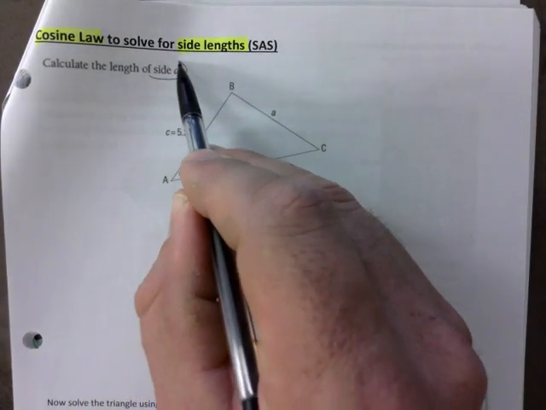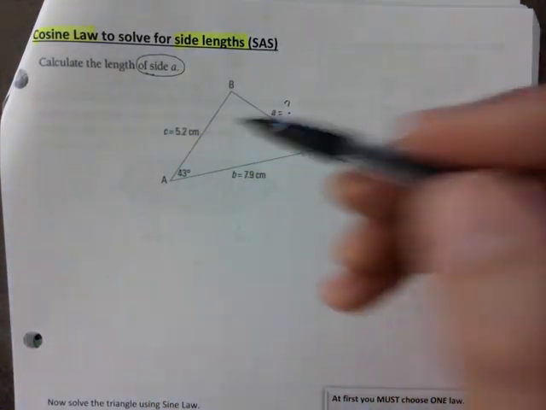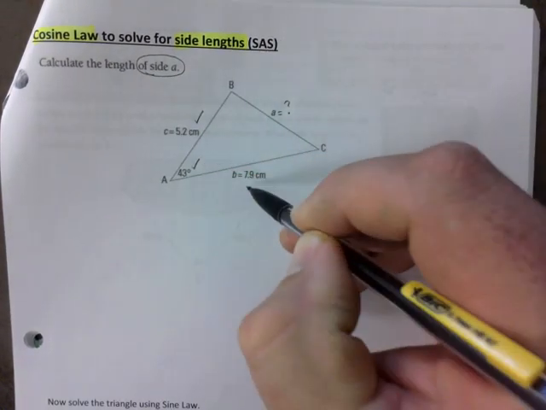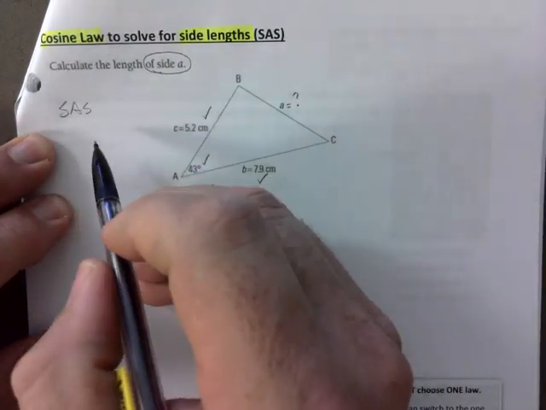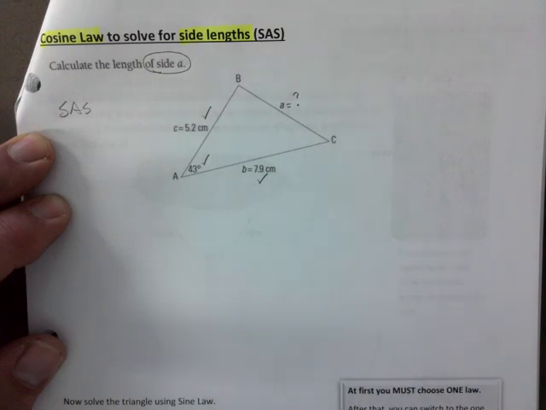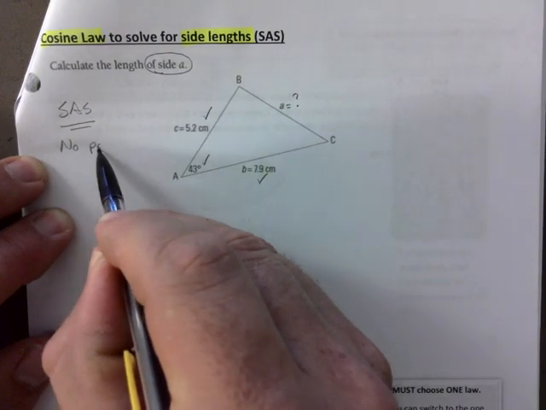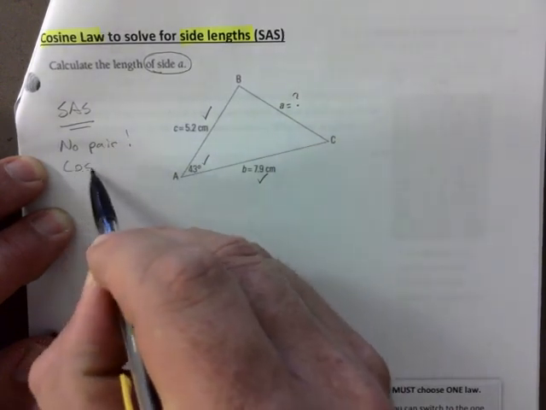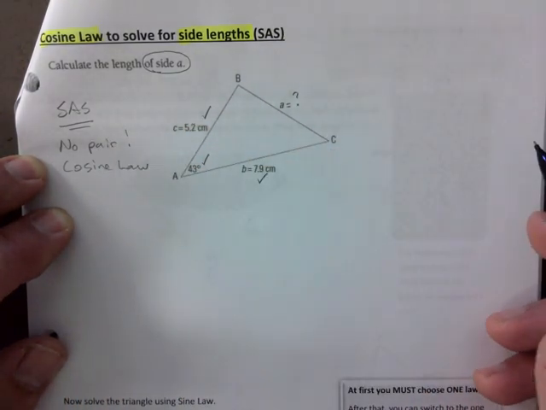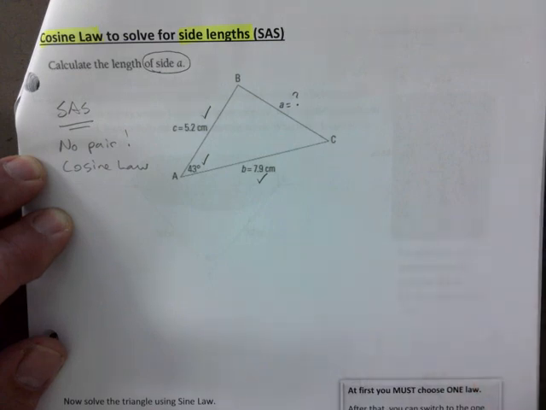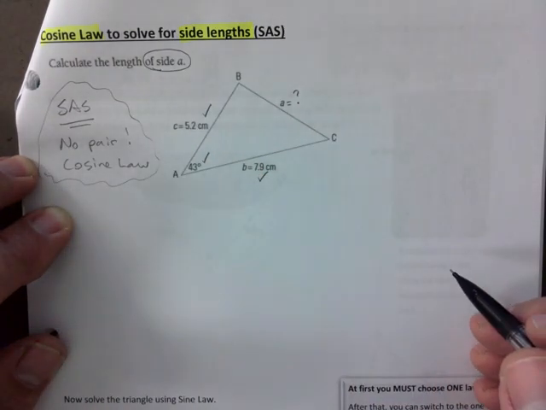It says calculate the length of side A. That's this one right here. Notice, check, check, check, right? Is this a SAS case? Right? No pair, no pair. Cosine law. So either you remember that it's a side angle side, or you just see that there's no pair. There's not even a hidden pair, right? There's no way you can get a pair out of this situation. So bubble this in. Okay.